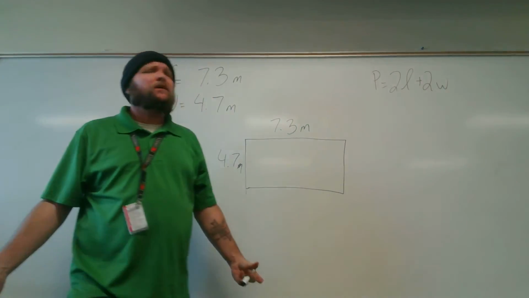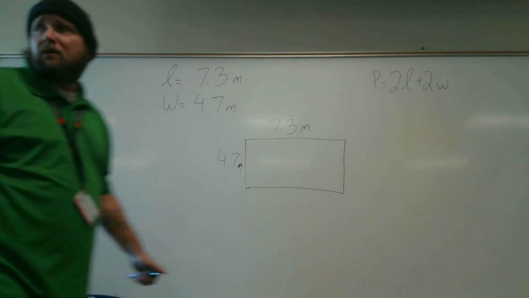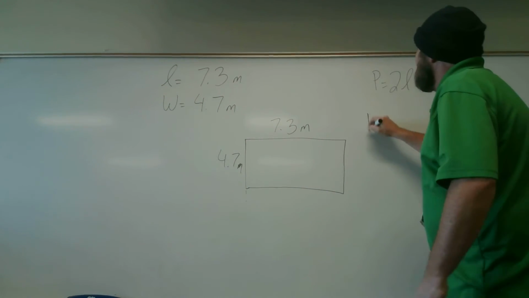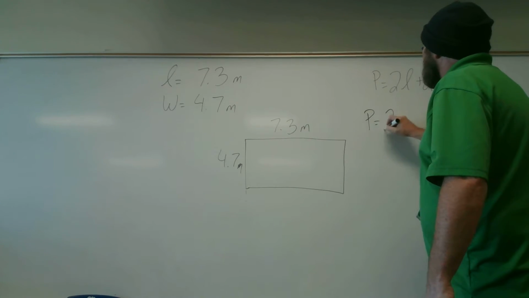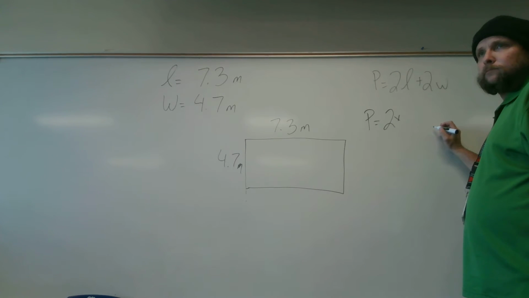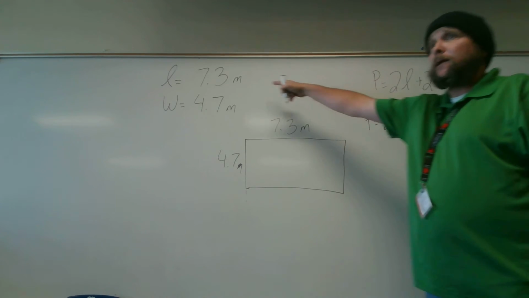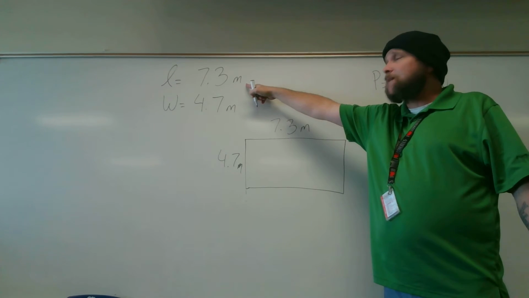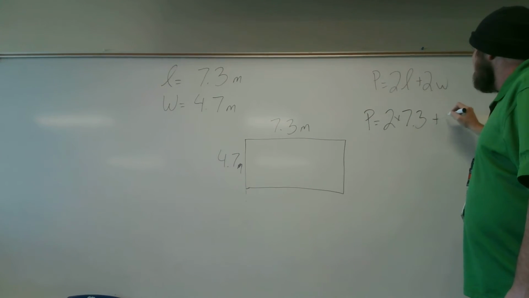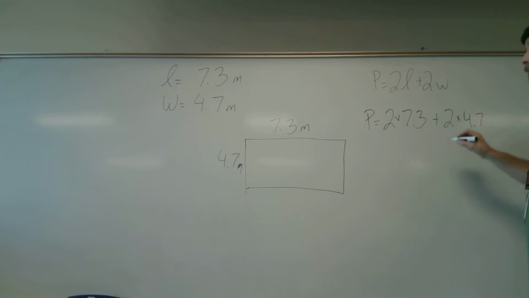Oh, who should I call on? All right, Oscar. Perimeter equals 2 times the length plus 2 times the width. Oscar, what is the length? Read. What is the length? 7 3/10. Plus, Oscar, what is the width? 4 7/10. Have you done any of this problem yet, Oscar?